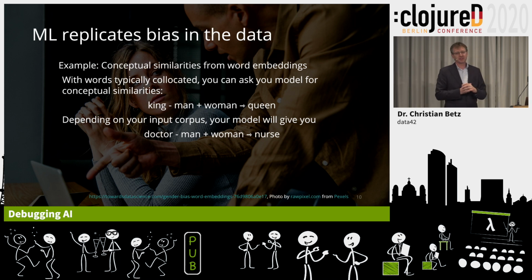And this is a bias, we all know about it. Still it happens, still stuff is trained that way. You might remember when Google trained their image search and they had problems with people of color because they trained mostly with white people.